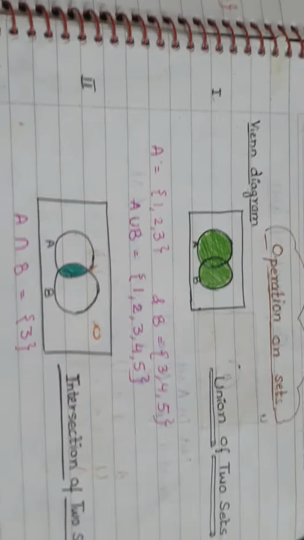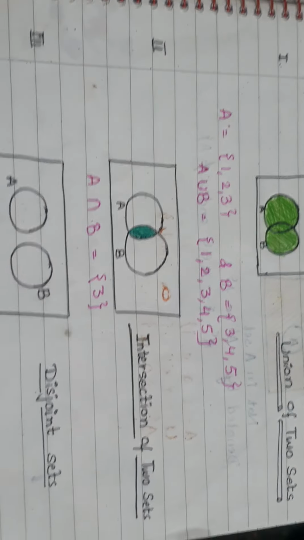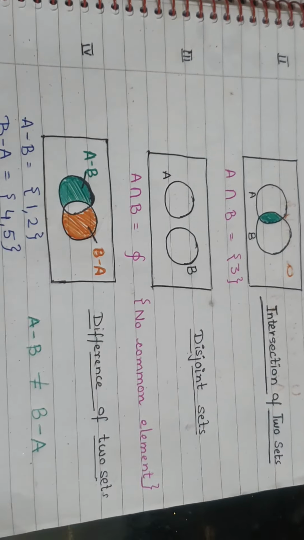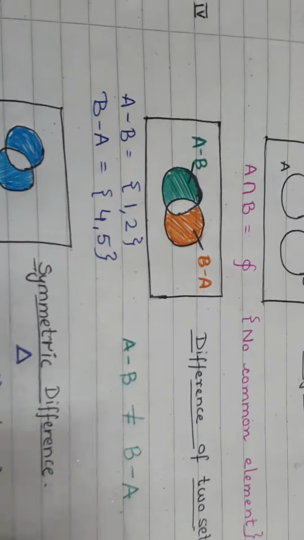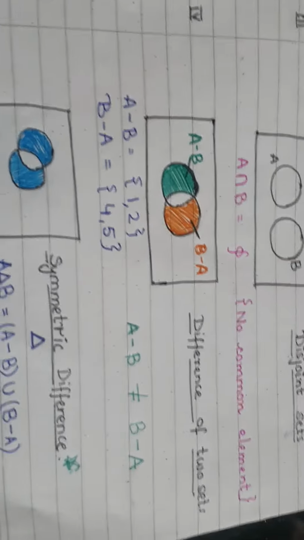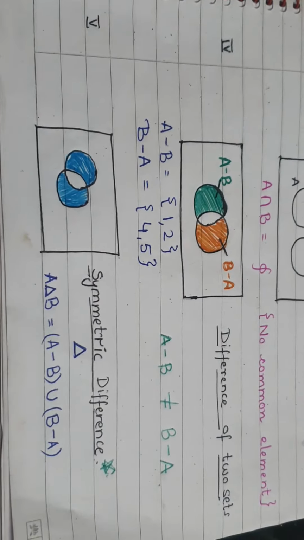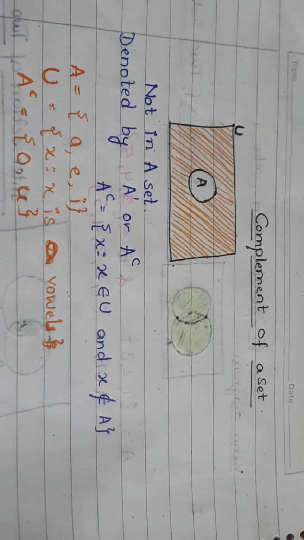Here we have 5 operations: union of two sets, intersection of two sets, disjoint sets, difference of two sets, and last, symmetric difference, which is very important for higher exams, for DSSSB, for CTET also. Last one is complement of a set.